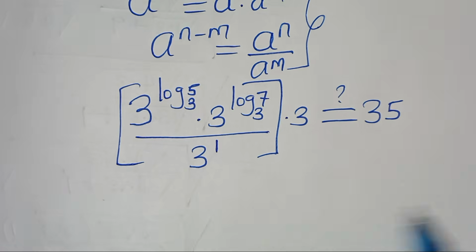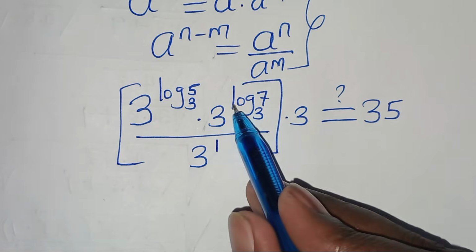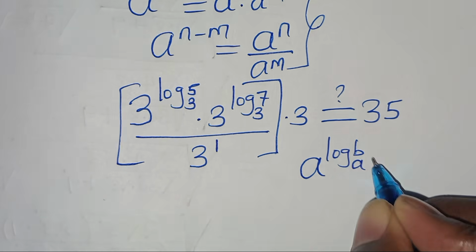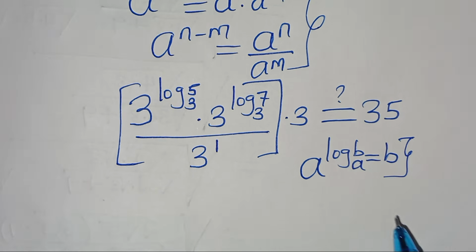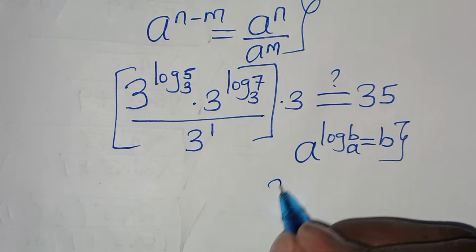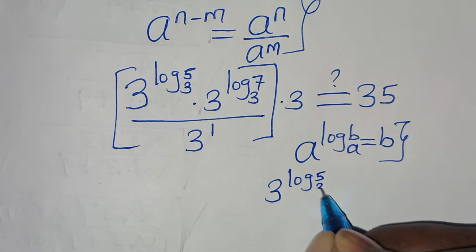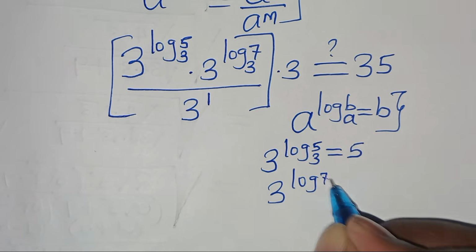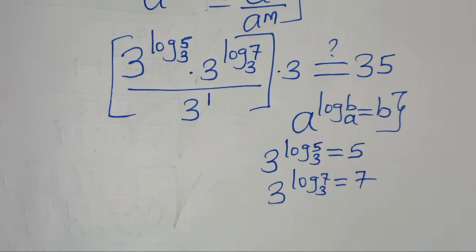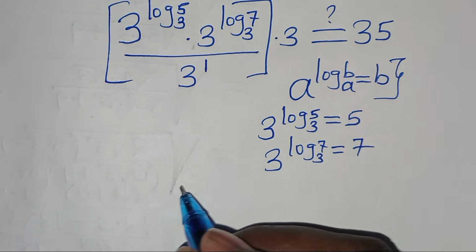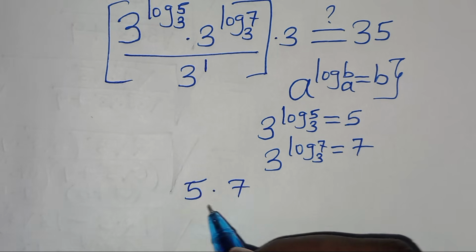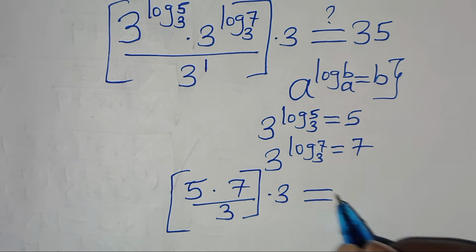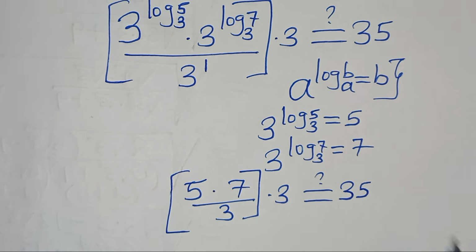Now we have 3 to the power of log 5 to base 3 and 3 to the power of log 7 to base 3. This is in the form of a to the power of log b to base a, and this should give us a value of b. Applying this property, 3 to the power of log 5 to base 3 is equal to 5, and 3 to the power of log 7 to base 3 is equal to 7. Substituting 5 and 7, we have 5 multiplied by 7 divided by 3, everything here multiplied by 3. This is supposed to give us a value of 35.